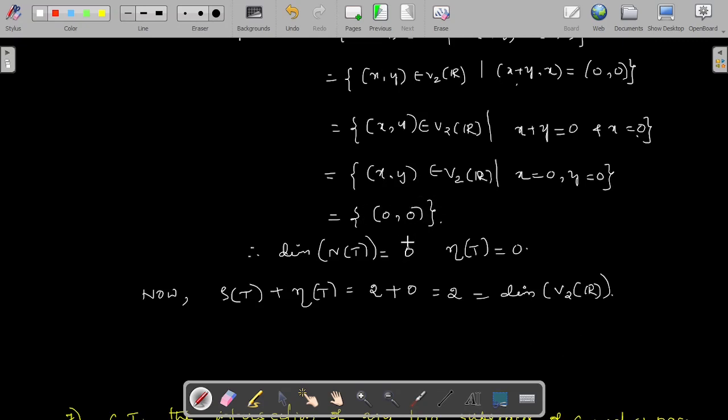If any space contains only the 0 vector, its dimension is always taken as 0. So, the dimension of the null space of T equals 0, nullity of T equals 0. So, we got rank of T equal to 2 and nullity of T equal to 0. Hence, rank of T plus nullity of T, adding both, 2 plus 0, gives you 2. 2 is nothing but the dimension of V2(R). V2(R) is nothing but R square over the field of reals. This is how we can verify the rank nullity theorem.